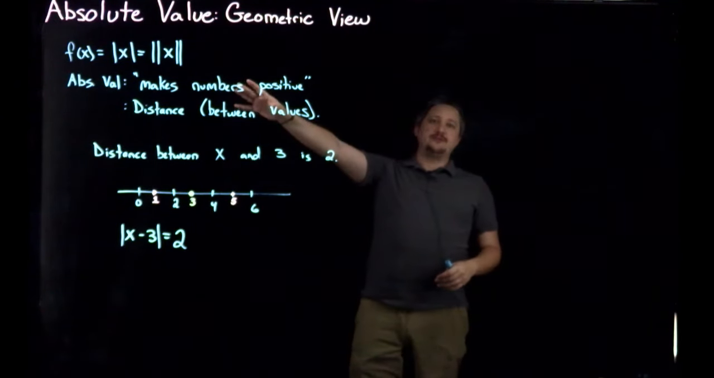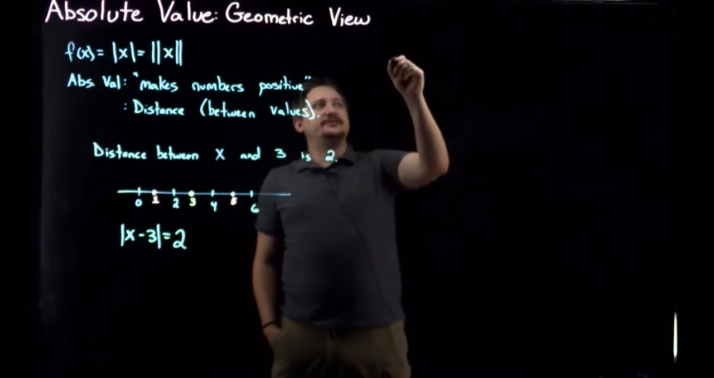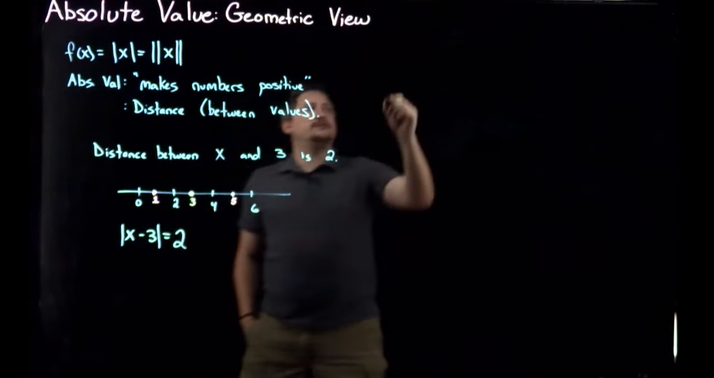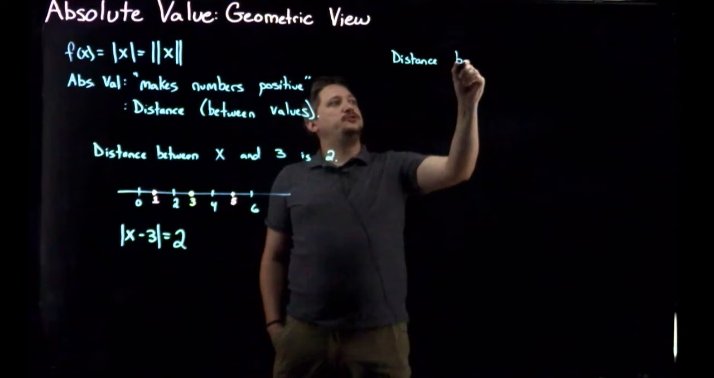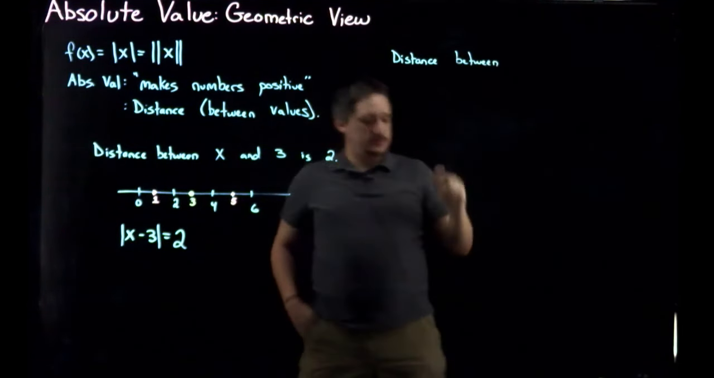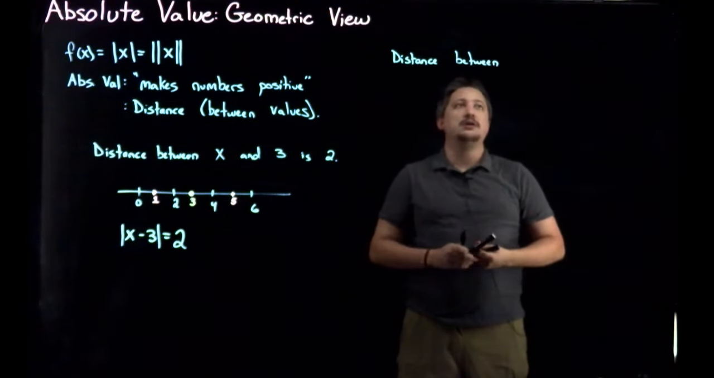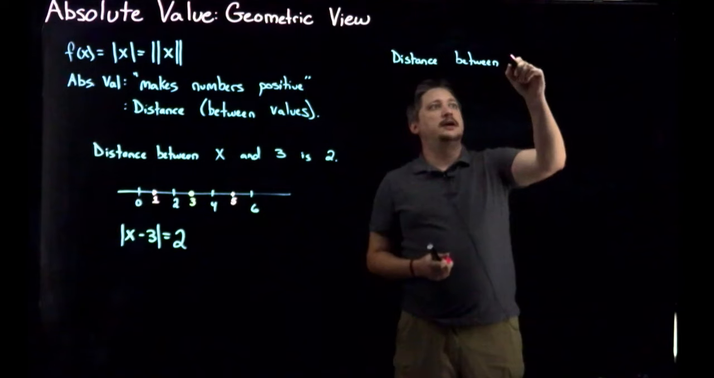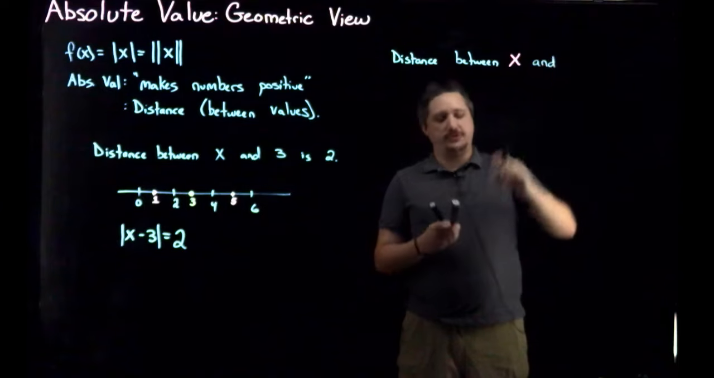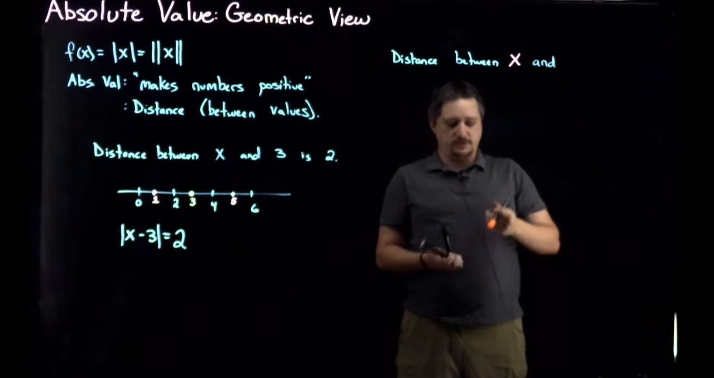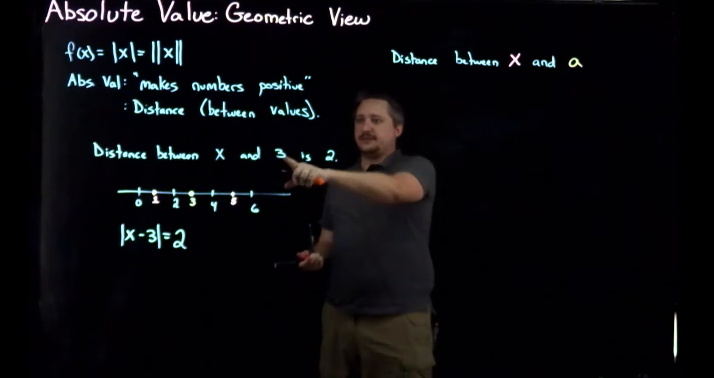Now if we look at just absolute value of x, it's not quite in this form. So let me put it over here. If I say the distance between x and some other number, which I'm going to write as a, where a was 3 over here.